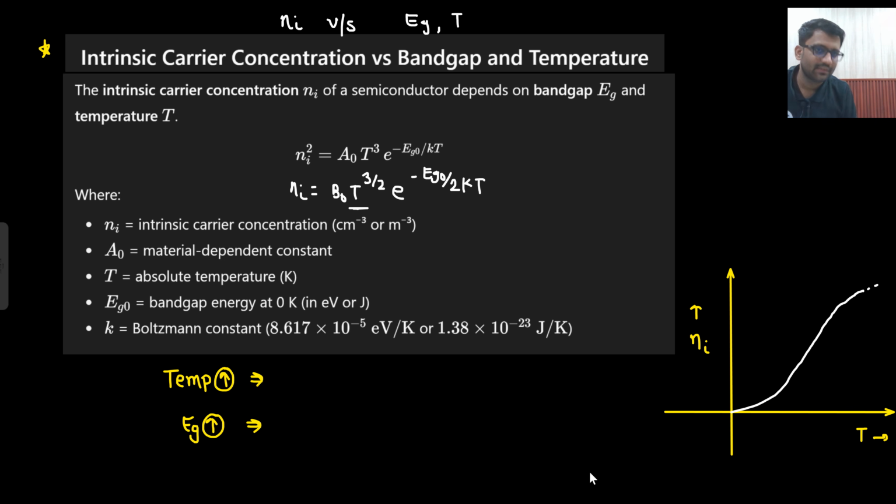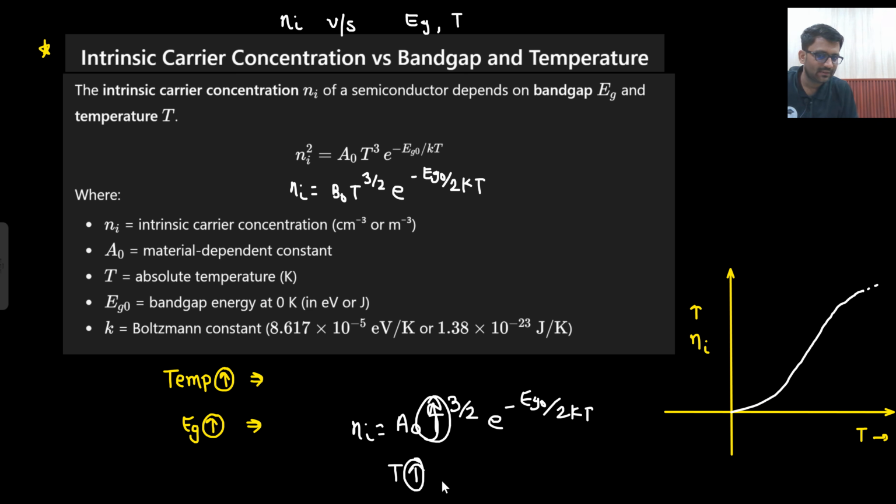Now in this expression, if temperature increases then what will happen? This value will increase. What I am saying, again let me write down here some constant, again I am writing some constant as A naught only. Whatever the constant is, don't look at this constant. The only matter of concern is T to the power 3 by 2 e to the power minus Eg naught divided by 2kT. So if temperature increases, then this value will increase.